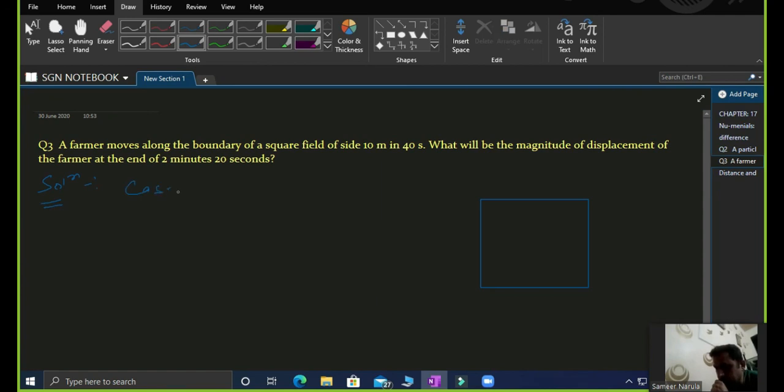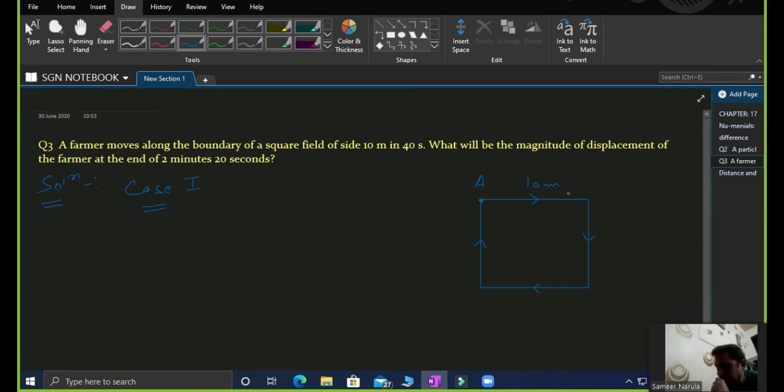Now we come to case number 1. For example, this is the initial position from where the farmer moves. Now, as per the question, what is that? The boundary is how much? This is a 10-meter boundary. Now, what he does, he is moving. For example, he moves in this direction.